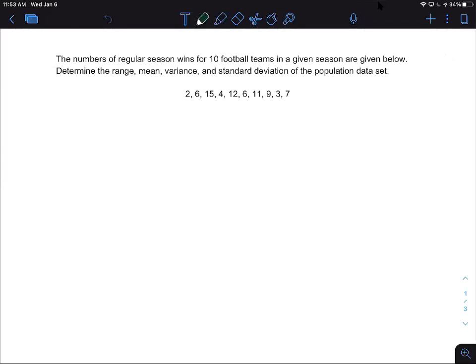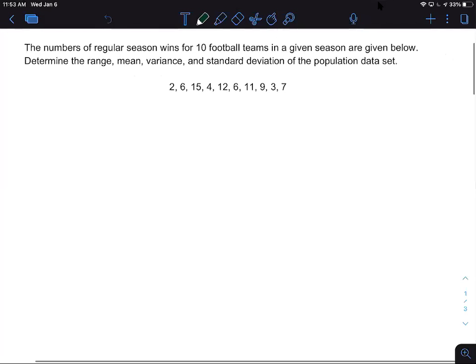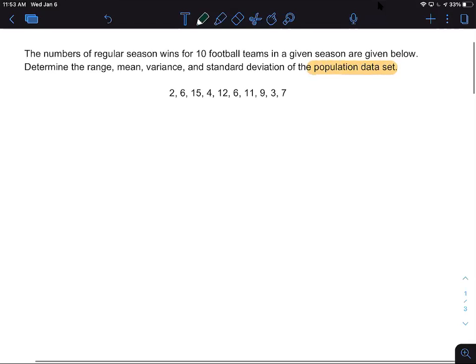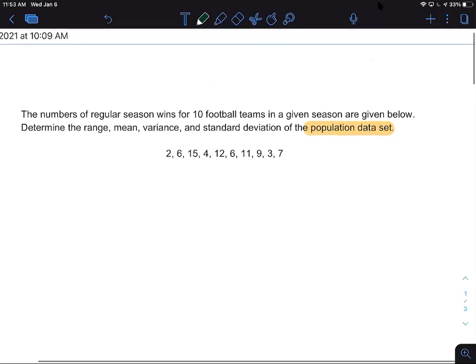Okay. So for this first one, the numbers of regular season wins for 10 football teams in a given season are given below. Determine the range, mean, variance, and standard deviation of the population data set. So key thing here is we're looking at population. And remember, there's a difference between sample and population when we find the standard deviation and the variance.